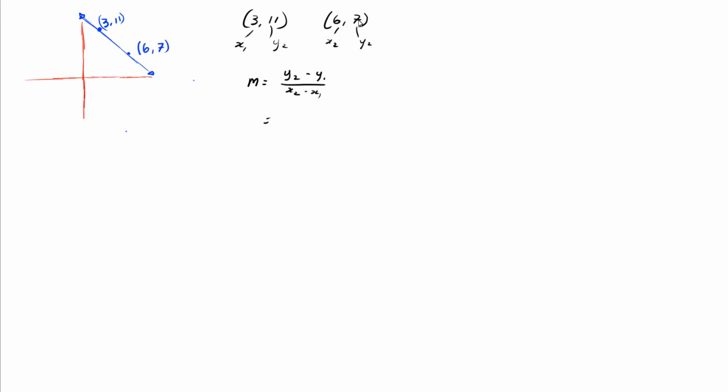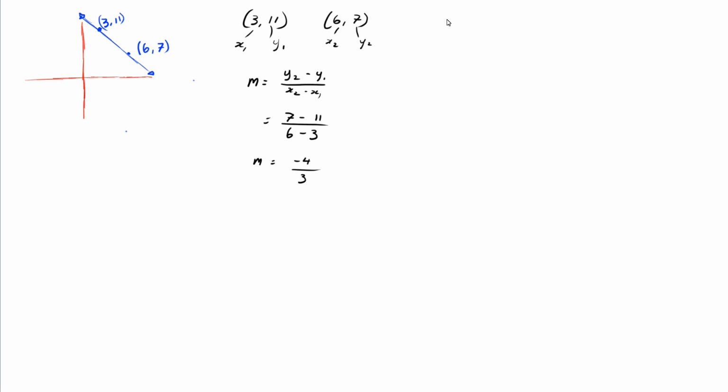So y2 I know is a 7 and y1 is 11. In fact, I've actually made a mistake there. That should be a 1. So 7 take 11, x2 is 6, x1 is 3. 7 minus 11 we get as minus 4. 6 minus 3 we get 3. So m is minus 4 over 3.